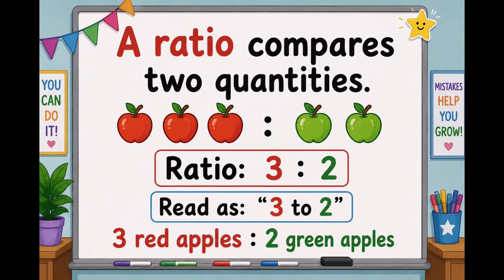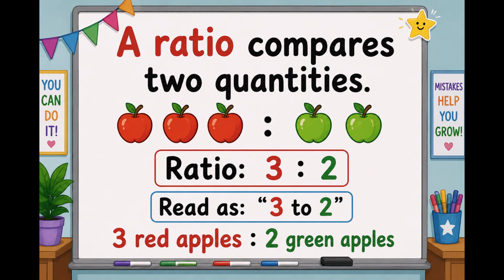Now, let's learn about ratios. A ratio compares two quantities. When we say quantities, we mean amounts. Quantities, amounts. So, a ratio compares two quantities. It tells us how much of one thing there is compared to another.